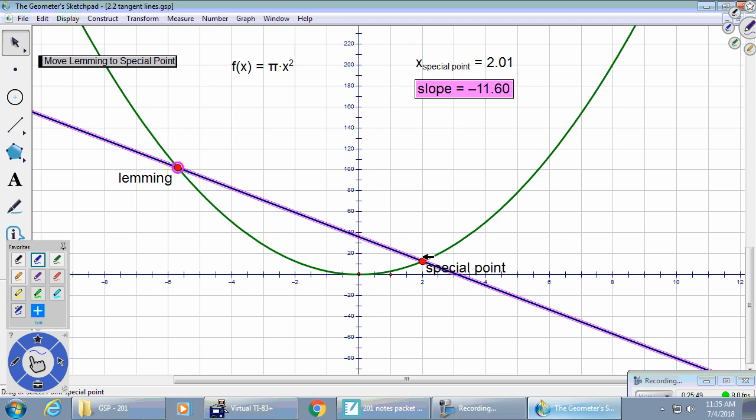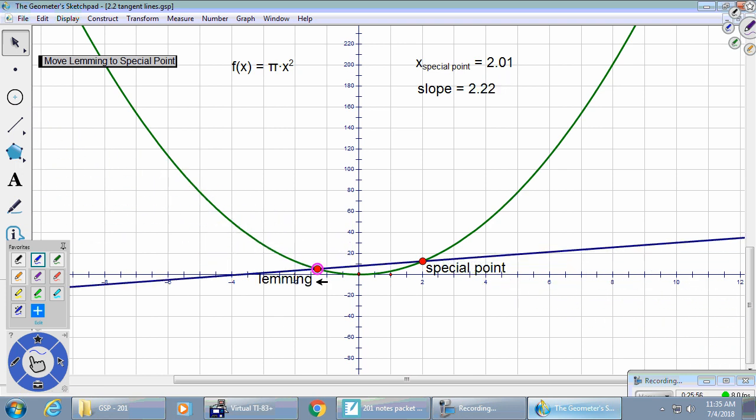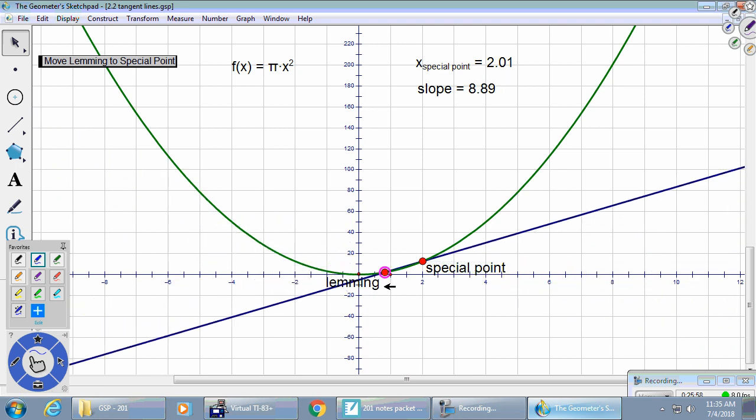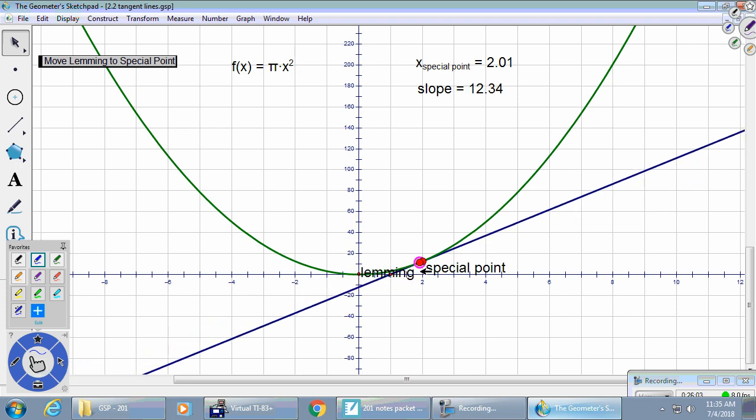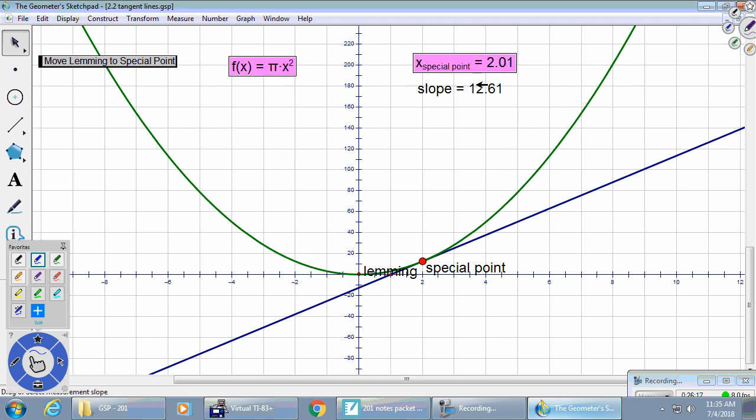But I'm interested in the derivative at this point, and the derivative is the slope of the tangent line. So what I'd really like to do is take this lemming point and move it pretty much smack dab on top of the special point. This is still a secant line, but it is heading towards the tangent line. Roughly, the slope of this tangent line is about 12.6, so the derivative of that function at x equals 2 is 12.61. The derivative is the slope of the tangent line.